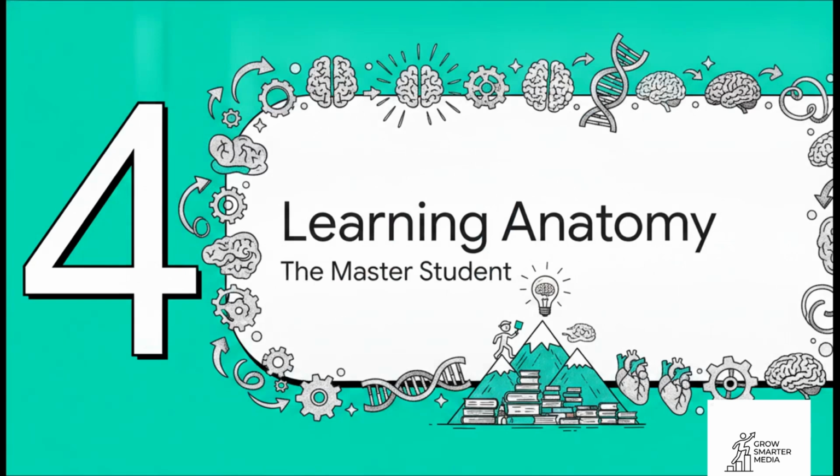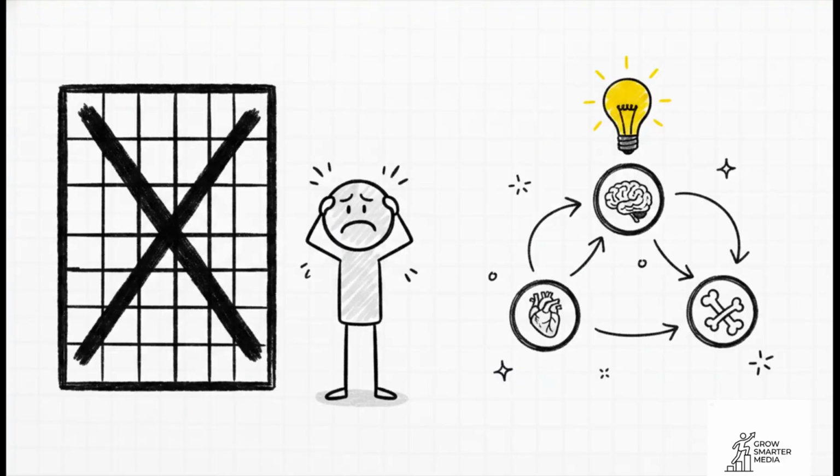All right, final section, part 4, how to learn anatomy, basically the master-student approach. Let's be real for a second. Staring at textbook tables for hours on end is a guaranteed path to burnout. It's passive, and honestly, cognitively, it just doesn't stick. True learning means you have to stop trying to brute force rows and columns. Instead, you need to actively translate that data into an interconnected mental picture.